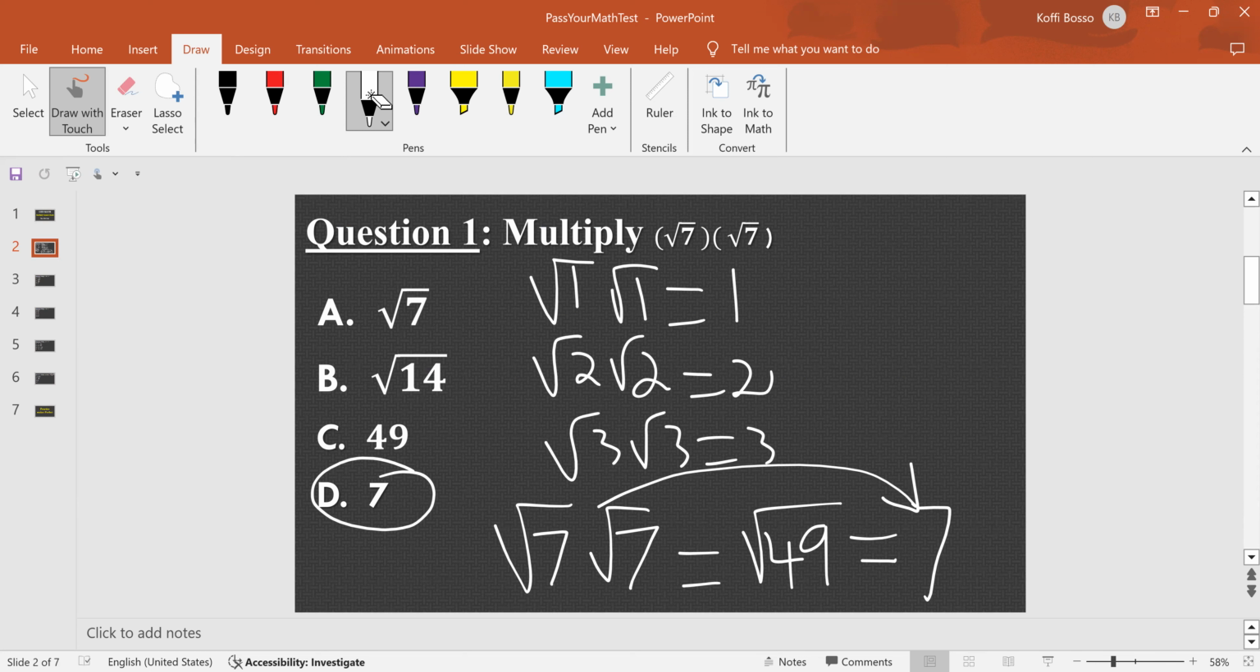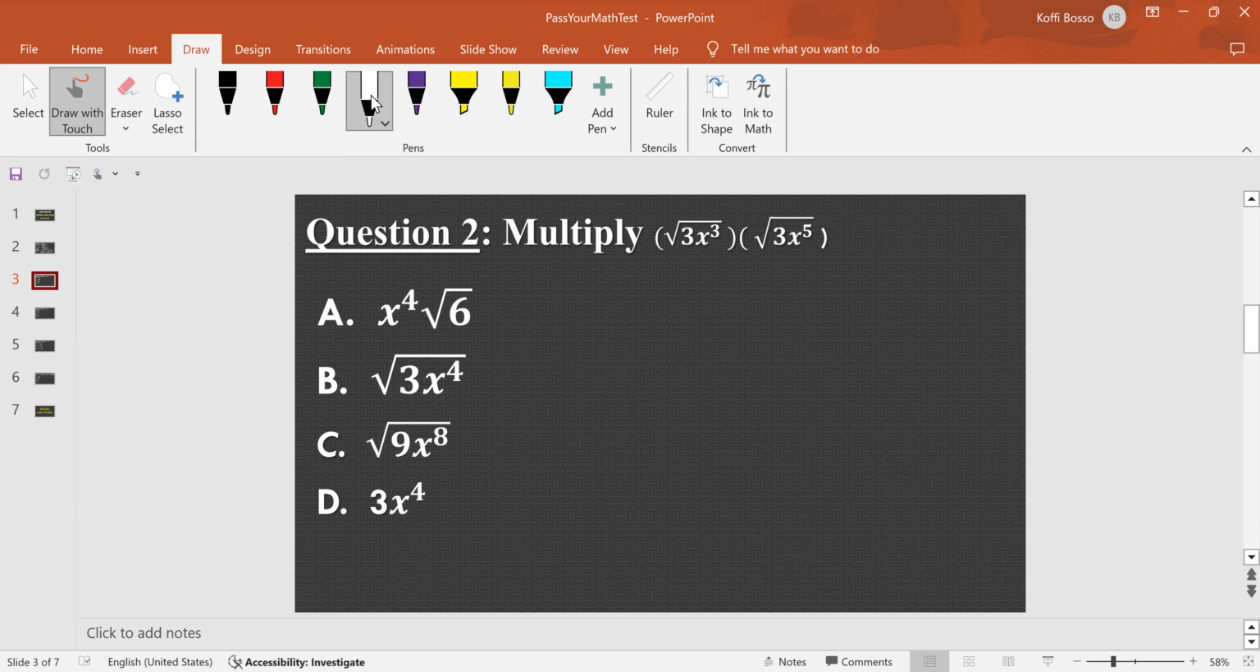It will be a mistake if you choose A, because when that turns to 7, it has to be regular 7 without the square root symbol. Or if you choose square root of 14, it's another mistake, because when they say square root of 7 multiplied by square root of 7, it's not that you add the 7 to 7. No. If you choose C, you have to understand that square root of 49 is not 49. So it has to be regular 7. So no A, no B, no C. Let's see the next question.